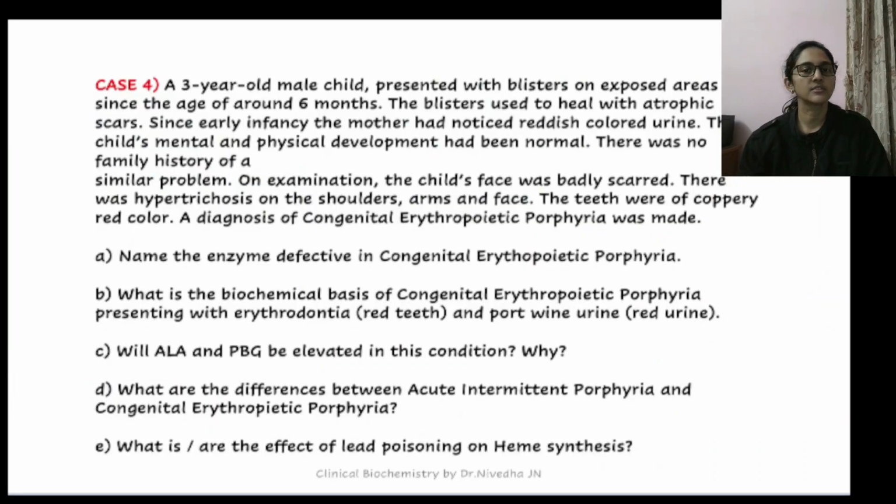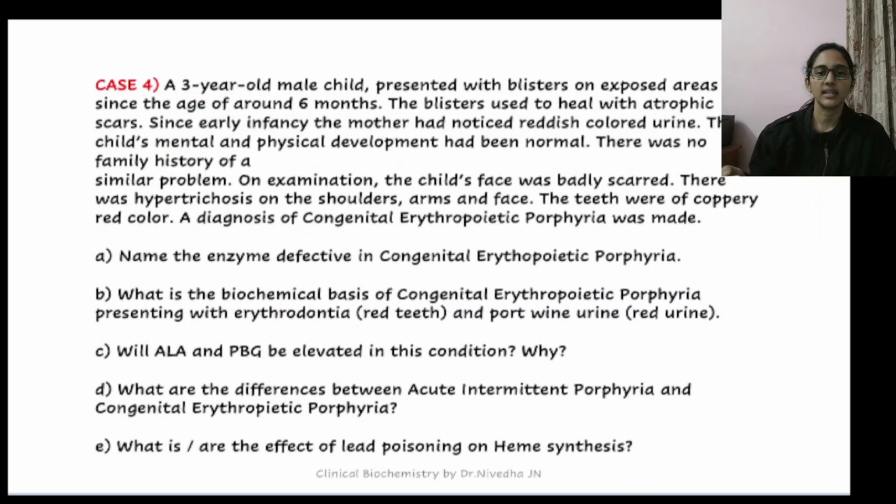The next case is also porphyria. Here again, they have given you the diagnosis. Let's just read the case. A 3-year-old male child, blisters on exposed areas since the age of 6 months. The blisters used to heal and then produce scars, right? And the mother had noticed reddish colored urine, port wine urine, right? And the mental and physical development had been normal. There was no family history of similar problem. The child's face was badly scarred.